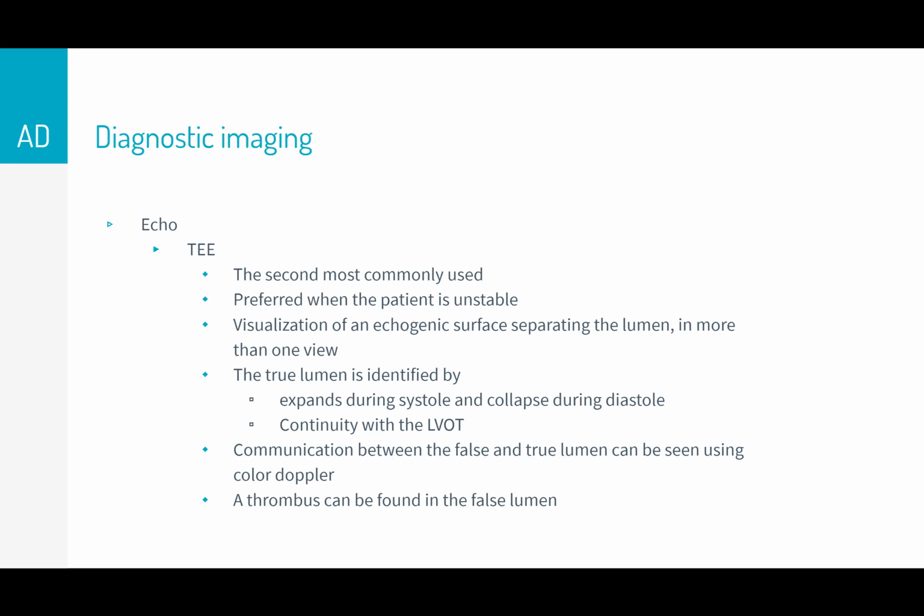The true lumen is identified mainly on transesophageal echo by first seeing it expanding during systole and collapsing during diastole, and you can see the continuity of the true aortic lumen with the left ventricular outflow tract. Also, in transesophageal echo, you can see the communication between the false and true lumen using color Doppler, and also a thrombus can be visualized in the false lumen during aortic dissection.